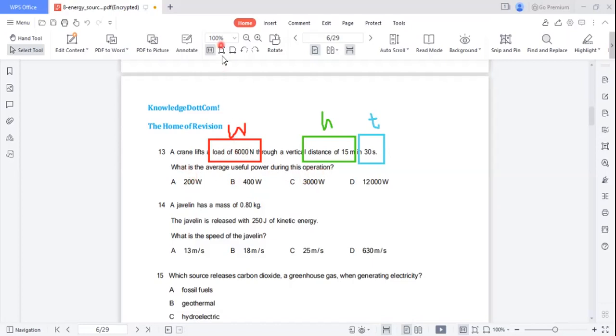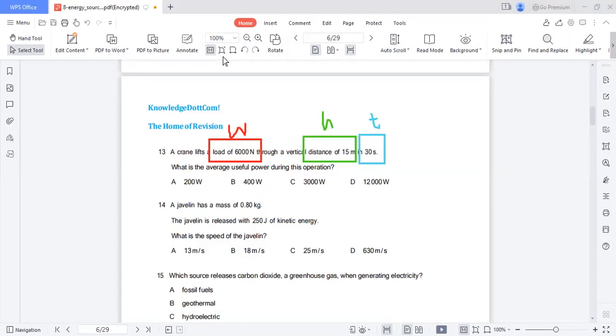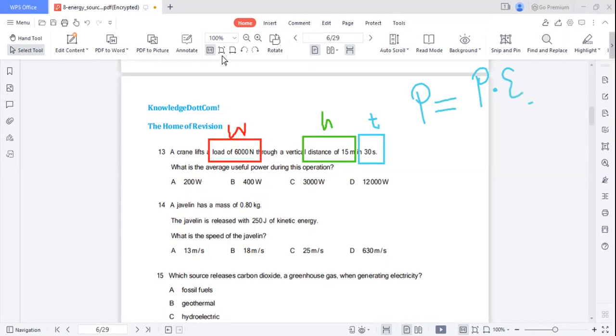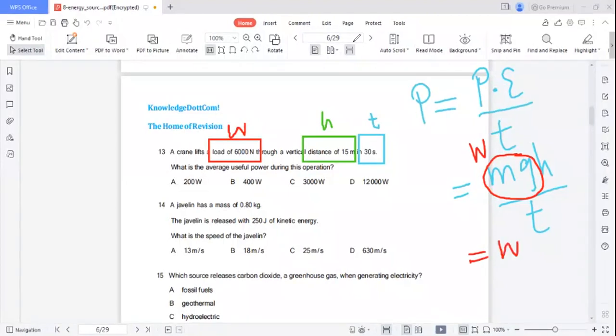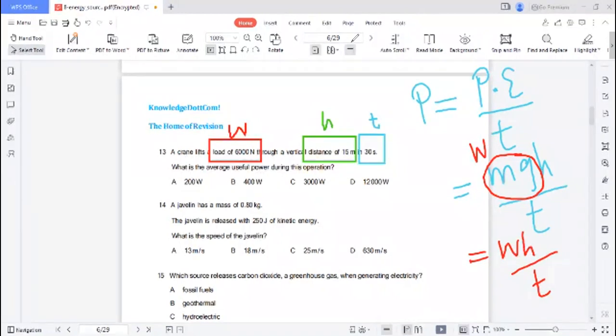Okay, so we know that power is actually energy, or actually this time it would be potential energy over time. And potential energy is mgh, and time is time. And mg is actually weight. So it would be weight into height over time. So weight is 6,000 newtons, height is 15, time is 30.